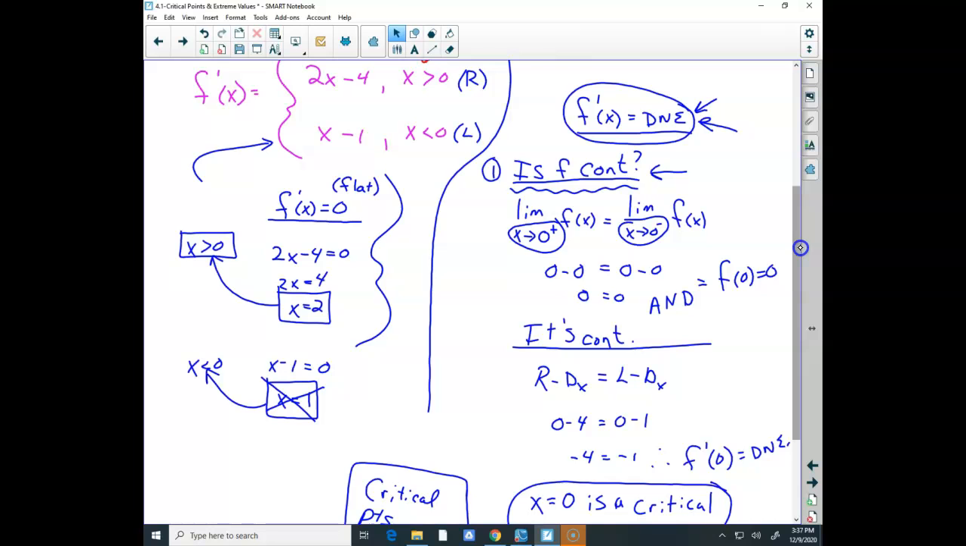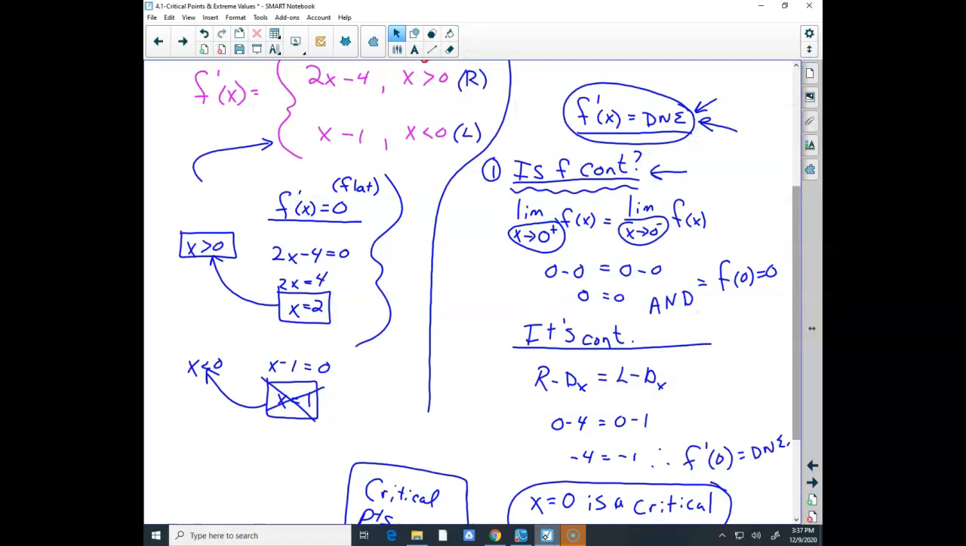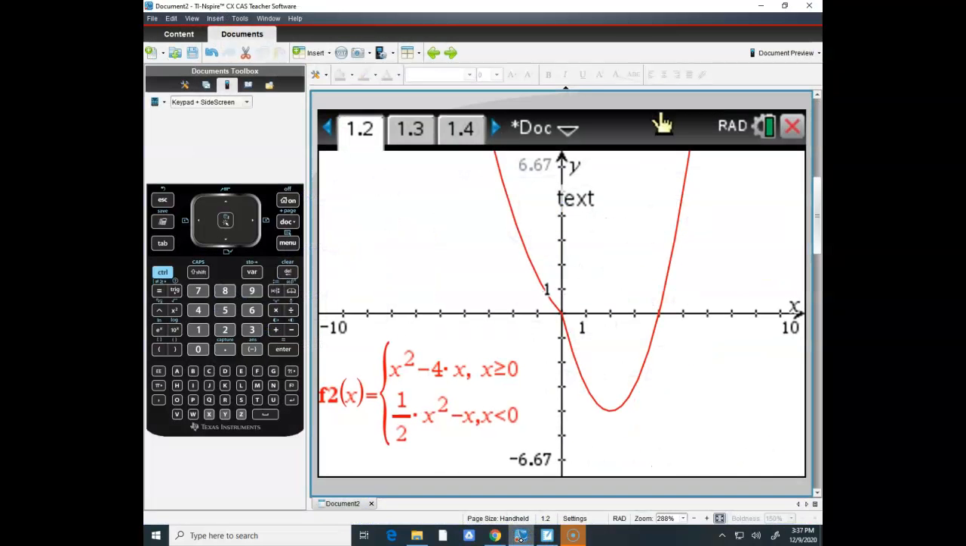We're going to look at the graph. And here's the graph. Well, check it out. I have a critical value at 2. I don't want to go red. I'm going to go green.